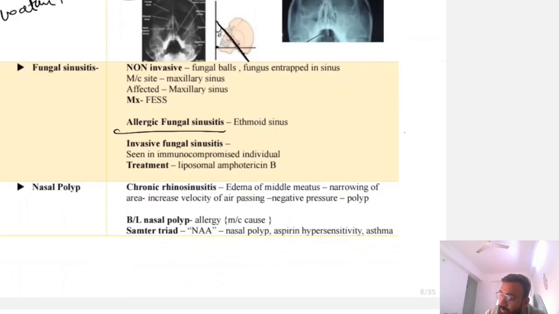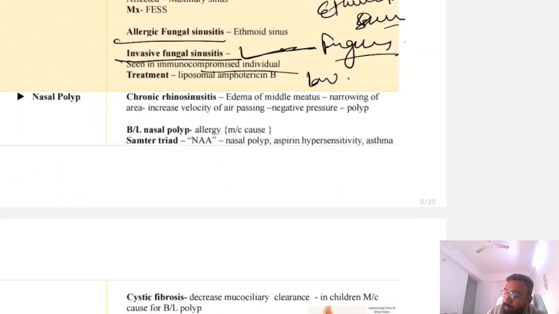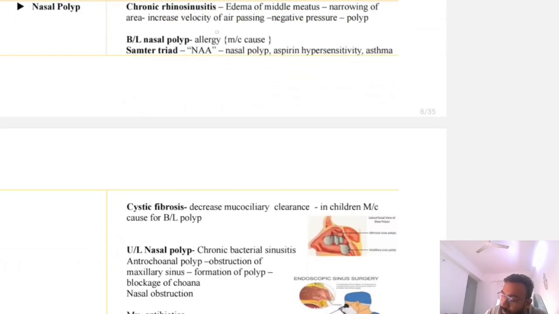Next is allergic fungal sinusitis. It is commonly seen in the ethmoid sinus, and ethmoid sinusitis is mostly due to allergy. Now invasive: if the fungus is invading, it means the patient has low immunity; that's why it is invading. So this is invasive fungal sinusitis. It is seen in immunocompromised patients. Because it is a highly destructive fungus, we will give liposomal amphotericin B.